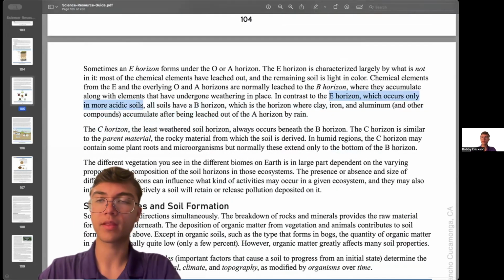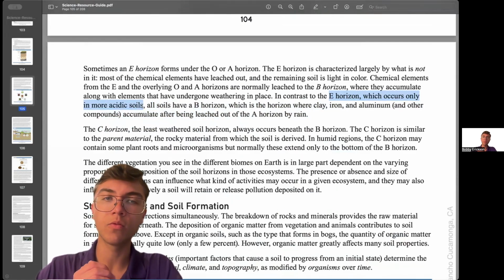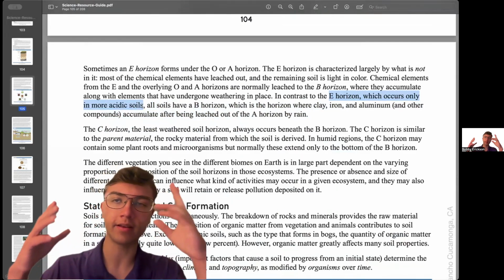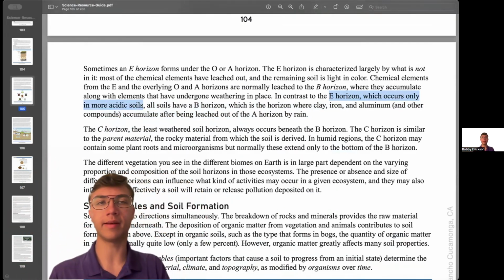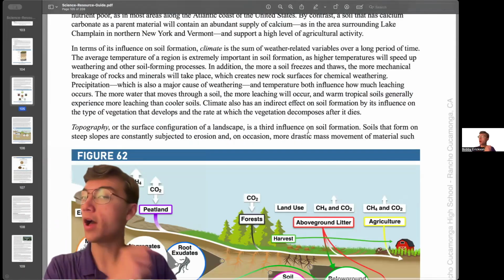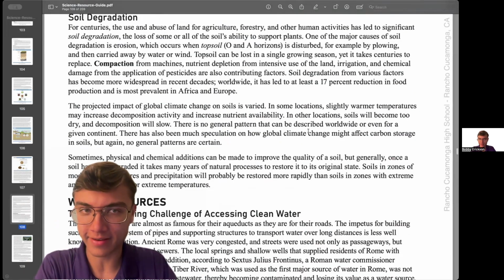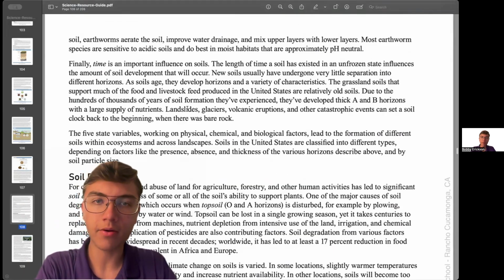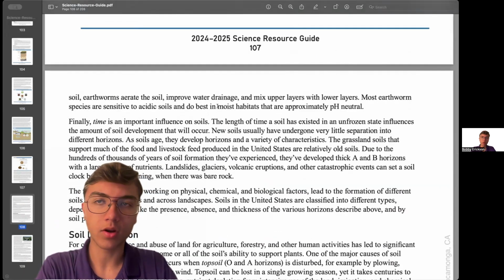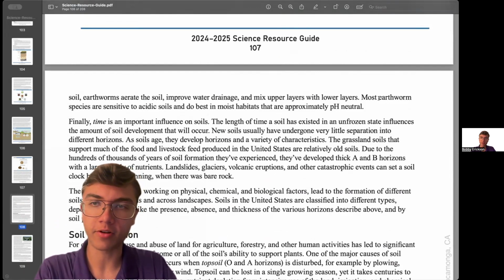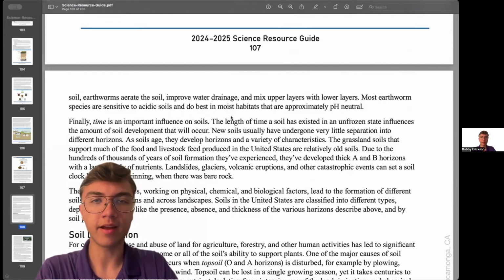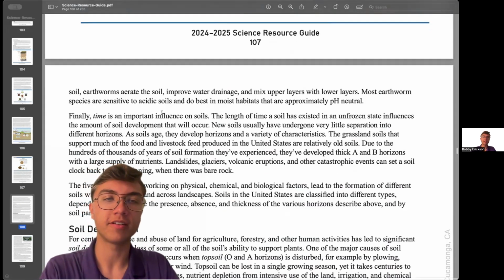And so this is where the E horizon is actually accumulating all of the elements because it's more acidic. So I hope you got that correct. It was the E horizon. Now, sadly, the earthworms do not thrive in E horizons, even though their name starts with an E. Okay, next up, we can talk about time.